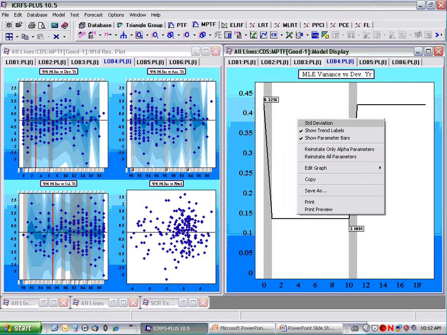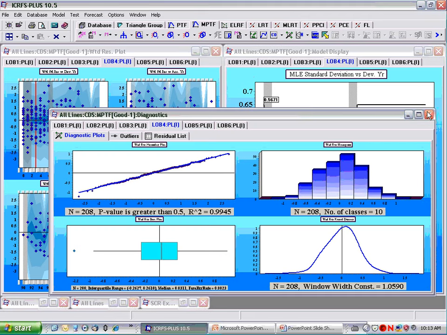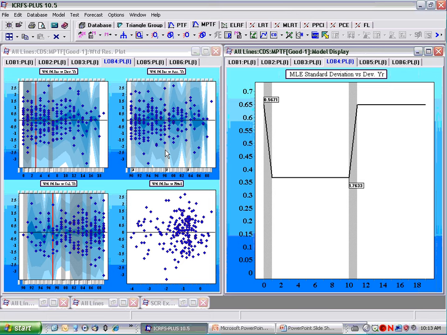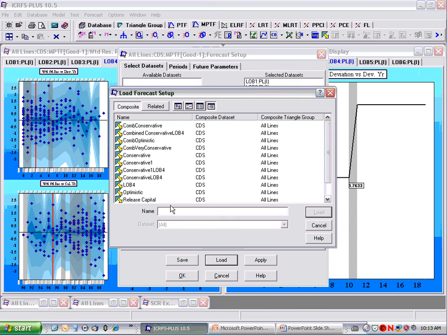So if you look at the standard deviations of the normal distributions, even for these development years where the numbers are pretty high, it's still 36%, 0.36. That is the standard deviation. Do we have normal distributions on a log scale? We have normal distributions. So LOB4 is the most volatile line. Let's do a forecast of the aggregate of all lines. So we could say combined conservative.